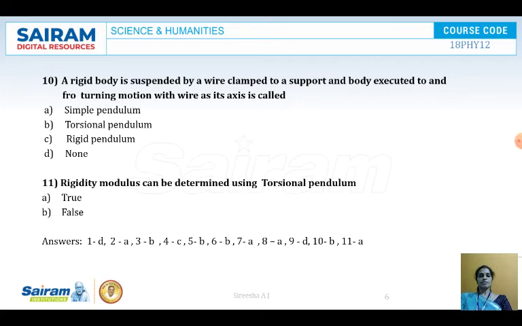Next, rigidity modulus can be determined using a torsional pendulum. True or false? Yes, rigidity modulus can be determined using a torsional pendulum. So for 11, option A is the correct answer.